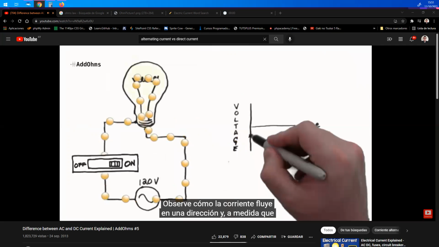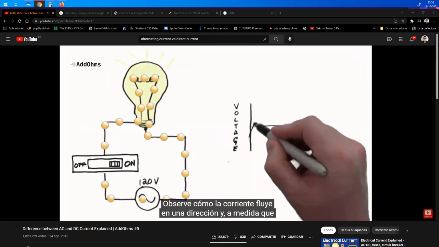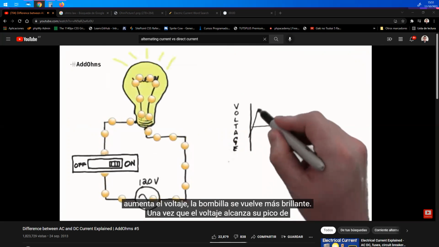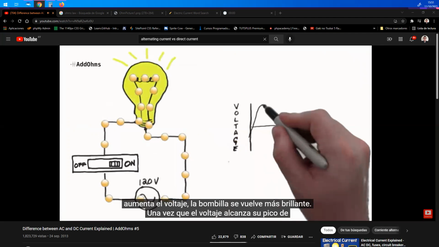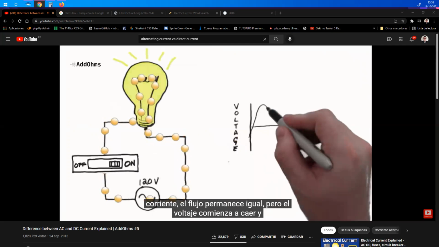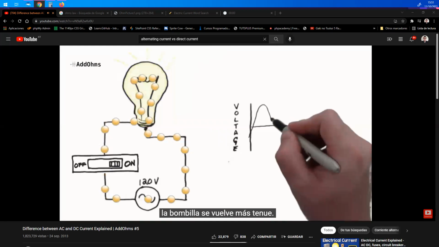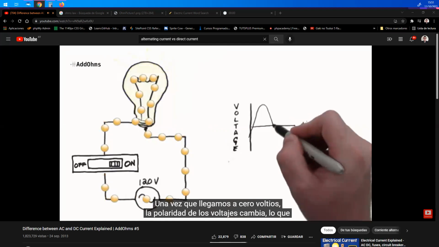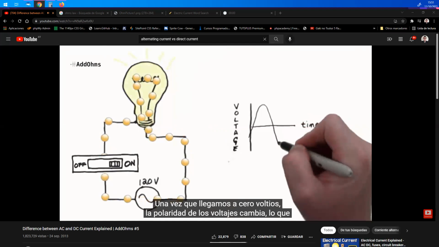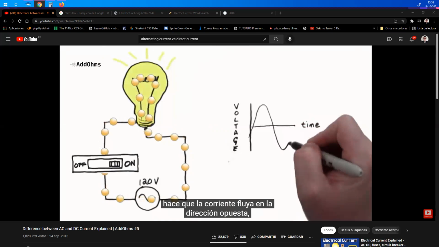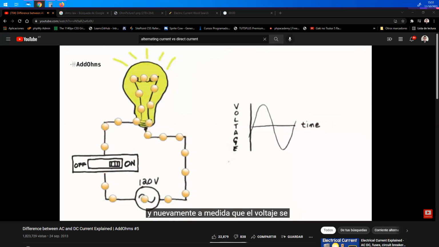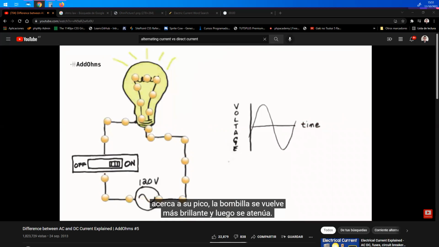Notice how the current is flowing in one direction, and as voltage increases, the light bulb gets brighter. Once the voltage reaches its peak, current flow stays the same, but the voltage begins to drop, and the light bulb gets dimmer. Once we reach 0 volts, the voltage's polarity changes, causing current to flow in the opposite direction. And again, as the voltage gets closer to its peak, the bulb gets brighter and then dims back down.